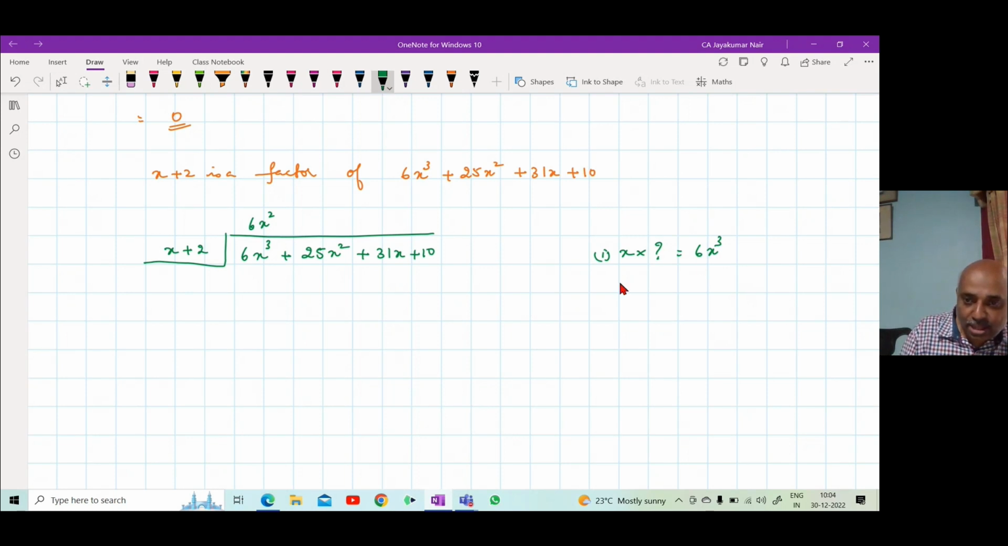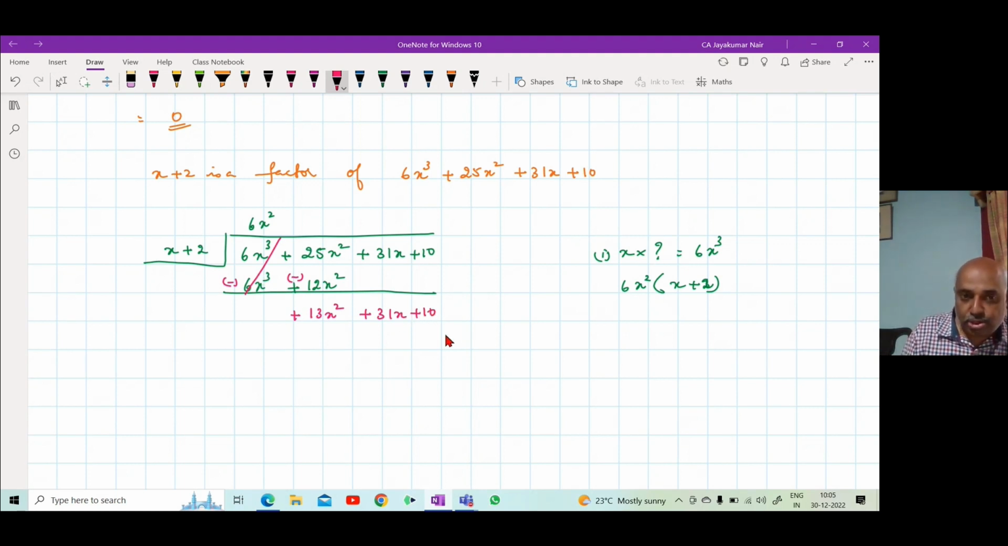After you get that, whatever answer you have written, that into the divisor, that is x plus 2, you have to multiply these two. So it'll be 6x cubed plus 12x squared. So the first step is over. You have to change the sign and this gets cancelled. So this is plus 13x squared plus 31x plus 10.